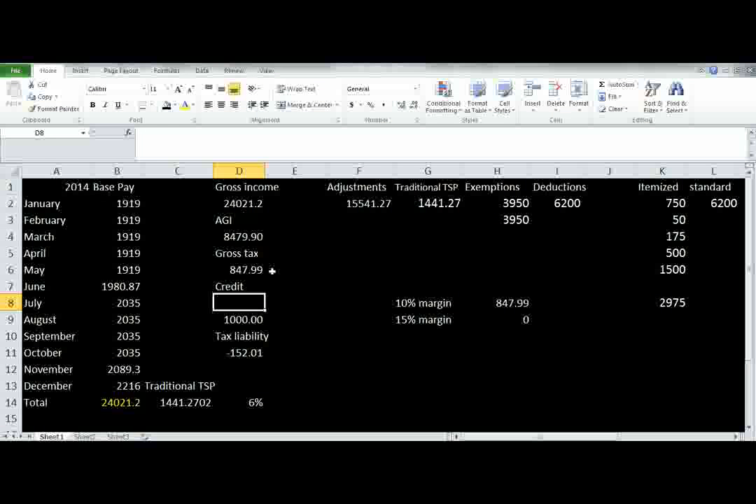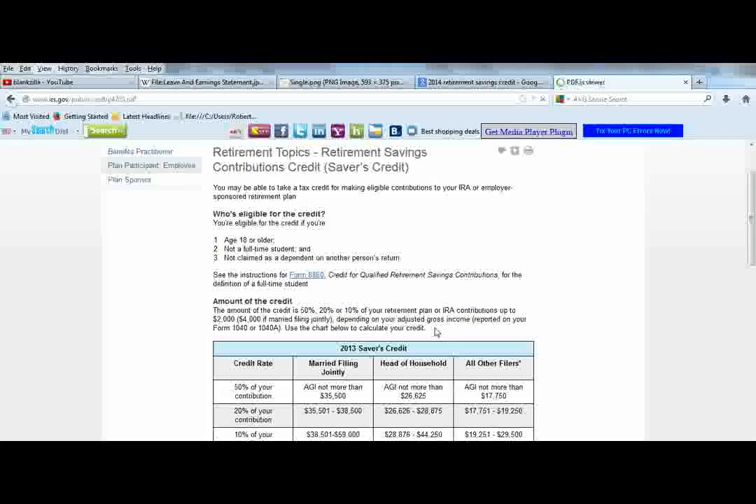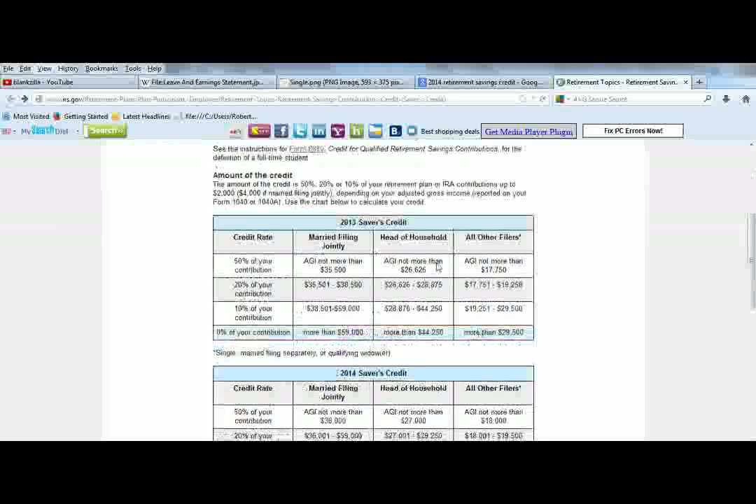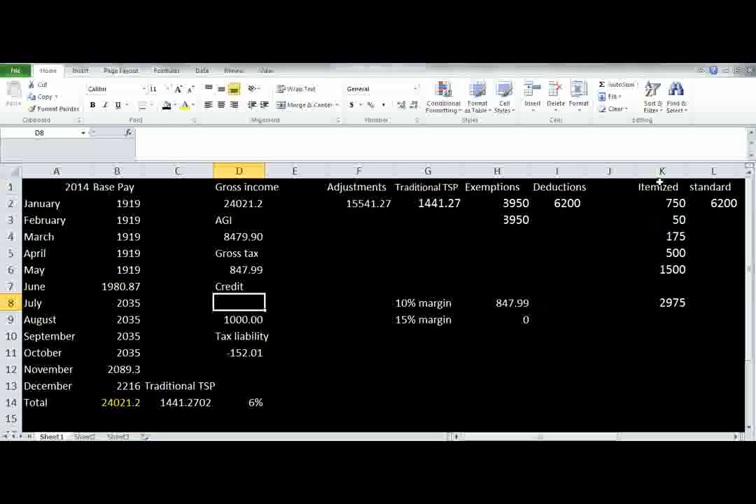So, this credit for Snuffy: to get 50% of his retirement contributions back as a credit, his AGI has to be not more than $17,750. Remember, he's filing single. Well, here's his AGI, and that's definitely not $17,750. So his credit is going to equal his TSP contributions times 0.5, or 1/2.